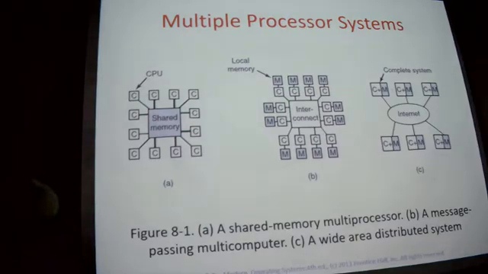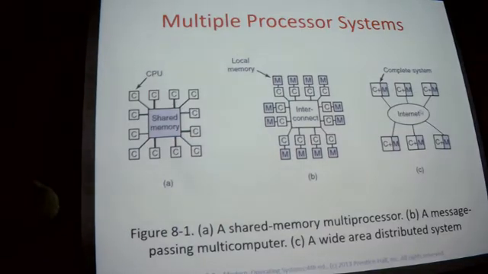The third one: each CPU, each processor also has its main memory. In fact, it has its own complete system. For example, you have your CPU and your operating system, and I have my operating system and my CPU. How do we communicate between you and me? We just use the internet.